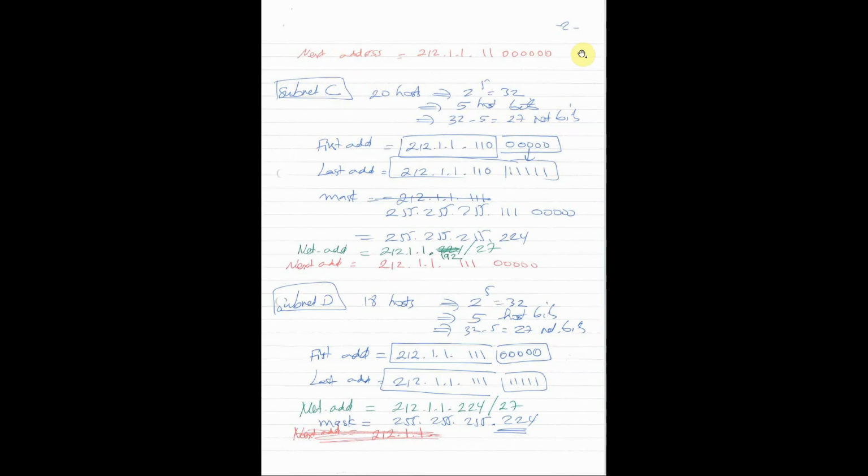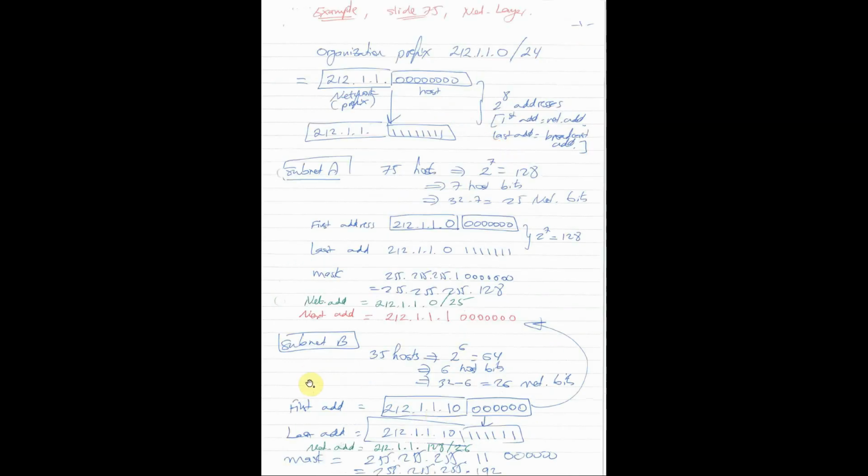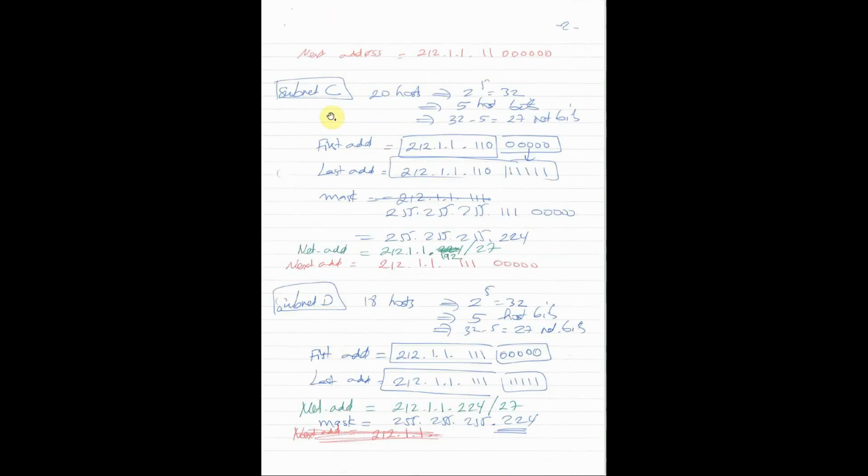So the first and the last. First is here, the next address after Subnet B. So this is the first address for Subnet C, 212.1.1.11 followed by 6 zeros in binary, right? But we know that 5 of them are host bits, so let's encircle 5. And these 27 are fixed. So to go to the last address in the range, we keep the fixed bits, and then we go from 5 zeros to 5 ones.